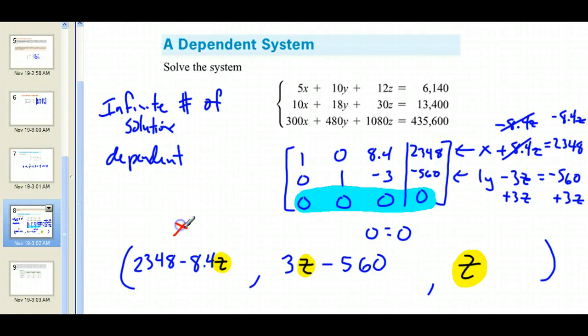This is where X would be. This is where Y would be. X and Y are defined by Z. So Z gets to be anything. Y depends on Z. X depends on Z. That's what we mean by it's dependent. X and Y, the solution, depends on what this variable is.